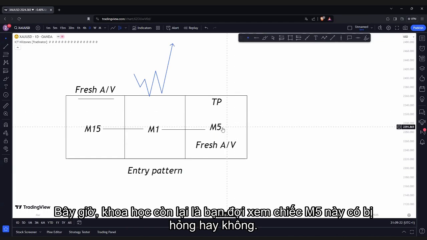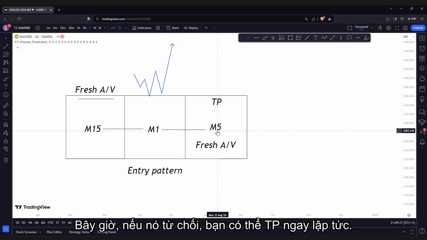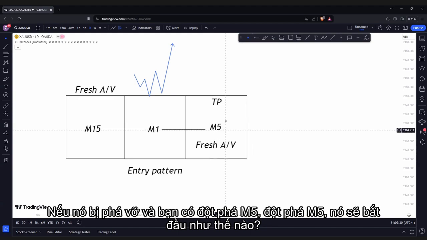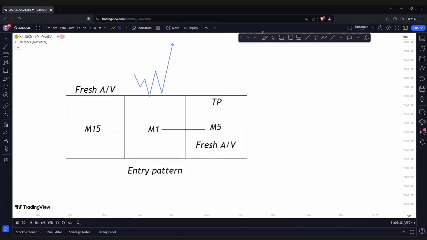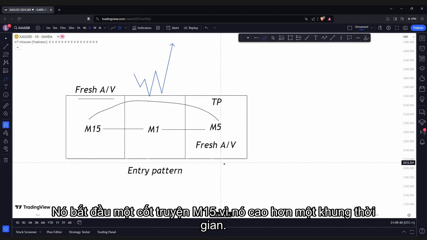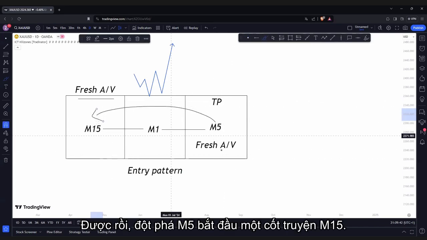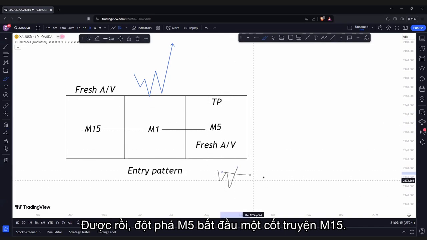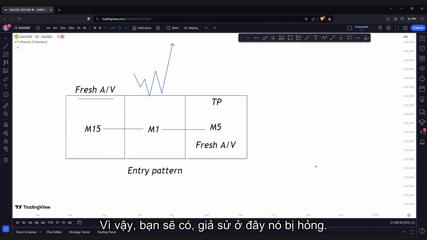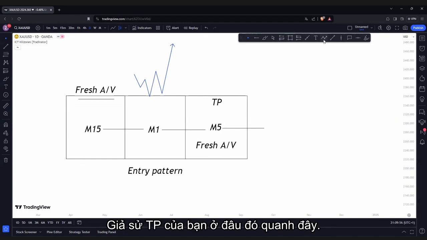Now, the other signs is you wait if this M5 rejects or breaks. Now, if it rejects, you can instantly TP. If it breaks and you have an M5 breakout, what does it start? What storyline does the M5 start? It starts an M15 storyline because it is 1 time frame higher. Okay, M5 breakout starts an M15 storyline. So let's say here it broke. Okay, let's say your TP was somewhere around here.